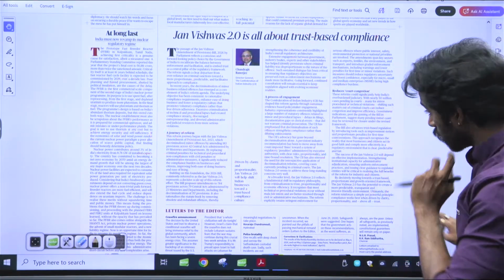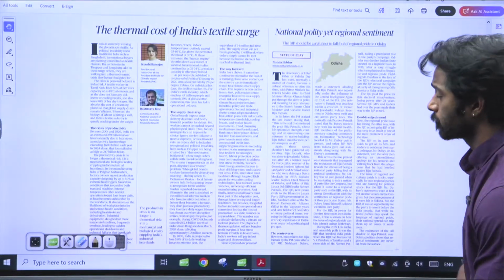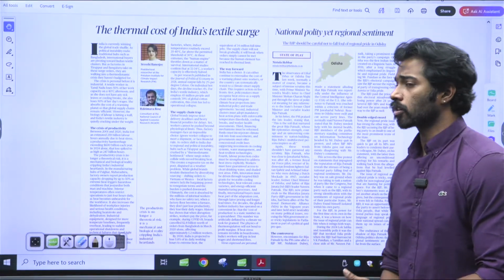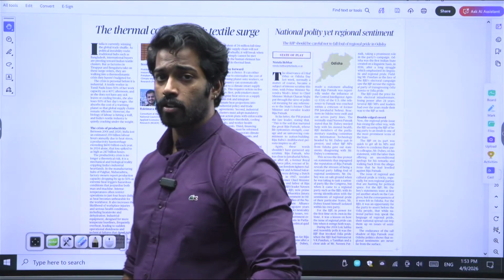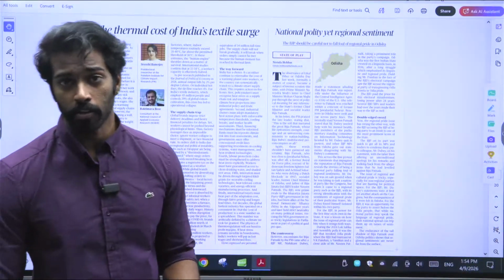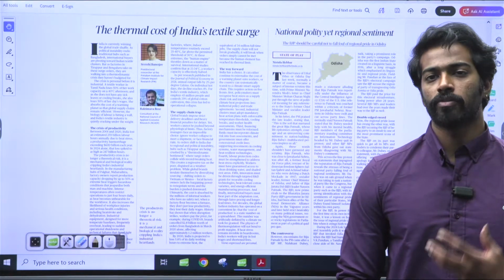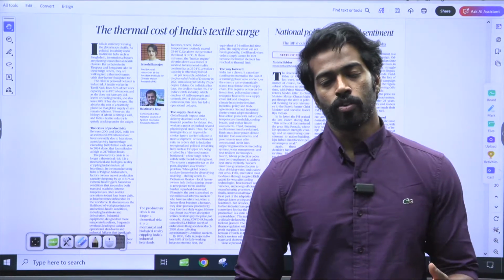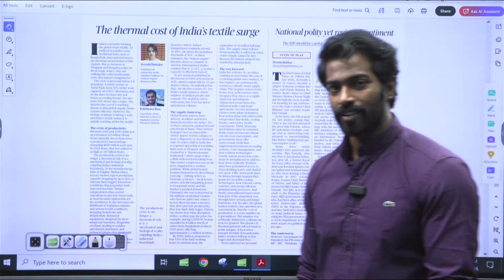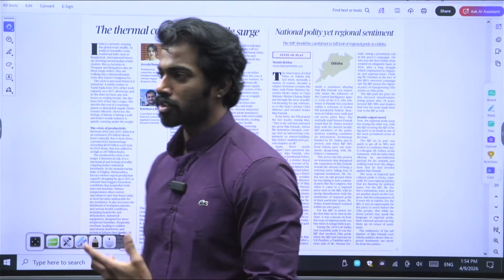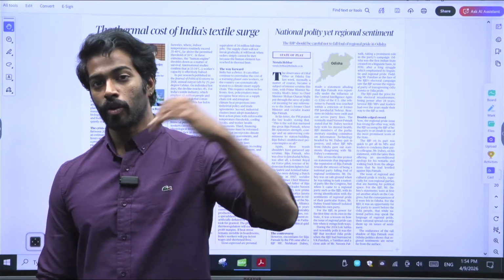Now moving on, we have the thermal cost of India's textile surge. This particular article is mainly talking about how there is turmoil in Bangladesh, right? There is political instability in Bangladesh. When there is political instability in Bangladesh, many countries will not be willing to invest in that country. So the country that is actually near to Bangladesh is India, right? Whenever there is more political instability in Bangladesh, more countries try to invest in India.